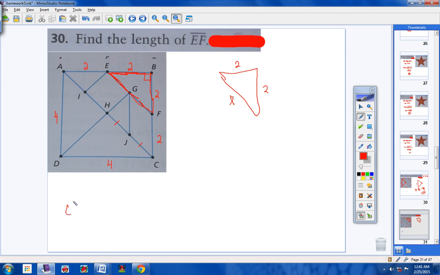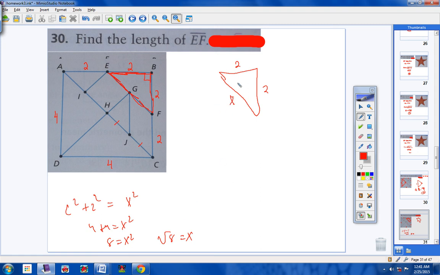2 squared plus 2 squared equals x squared. That would be 4 plus 4 equals x squared. That's 8 equals x squared. Square root of both sides, square root of 8 equals x. Then simplify your radical. But there's a faster way to do this, guys.